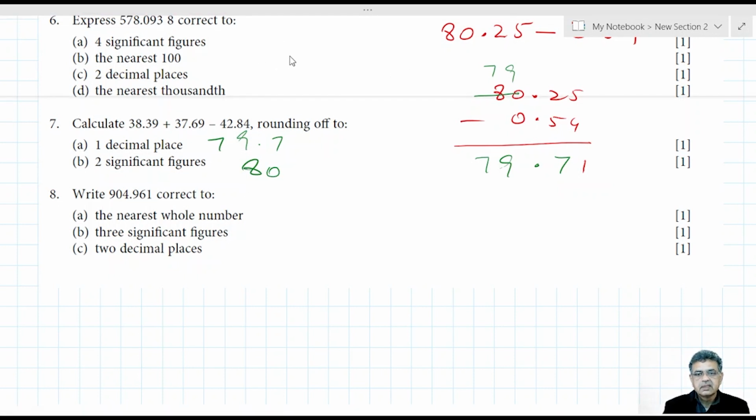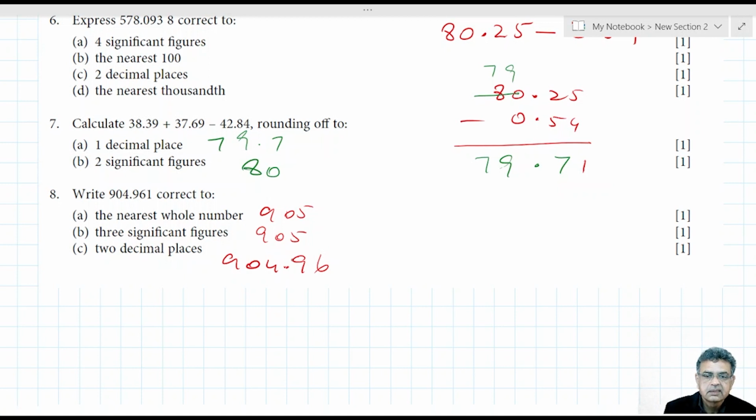Okay. Next question. Write down this number correct to the nearest whole number. Its nearest whole number is 905 if we round it off. Three significant figures, that will again be 905. Two decimal places, that will be 904.96. Its answer will be 905. Again 905, three significant figures, two decimal places, 904.96. That's it.